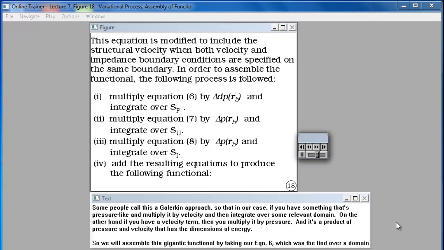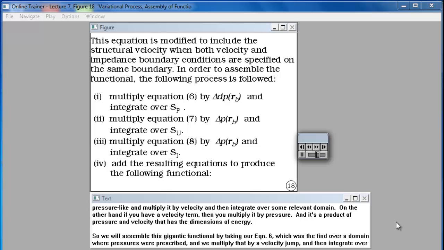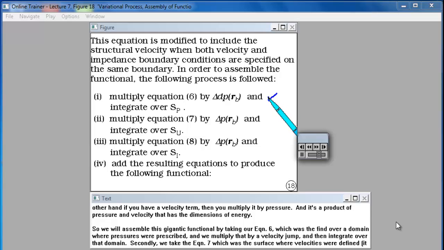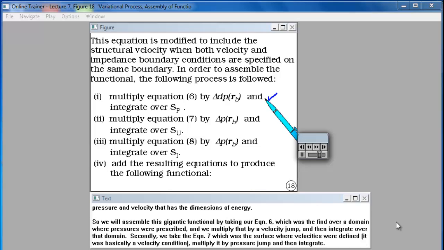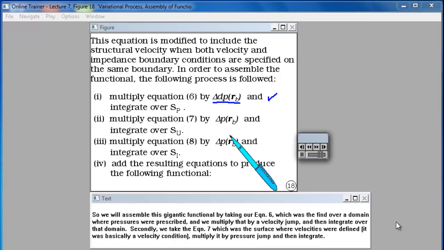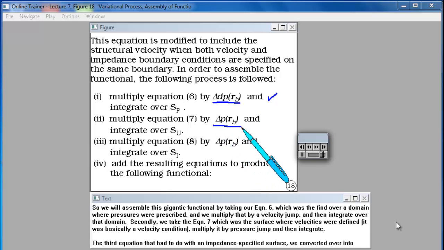And it's the product of pressure and velocity that has the dimensions of energy. So we will assemble this gigantic functional by taking our equation 6, which was defined over a domain where pressures were prescribed, and we multiply that by a velocity jump and then integrate over that domain. Secondly, we take the equation 7, which was with the surface where velocities were defined. It was basically a velocity condition. Multiply it by pressure jump and then integrate.